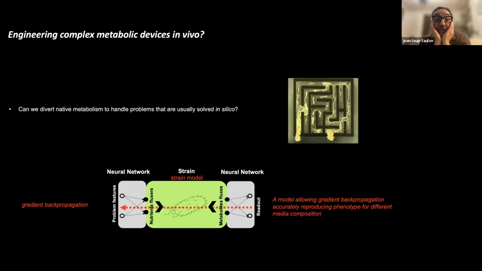And in order to do this, we need to backpropagate this gradient up to the first neural network that is going to transform the problem feature into nutrient we are going to give to the strain. But in order to backpropagate a gradient, we need to replace the strain by a model that will faithfully reproduce the behavior of the strain, at least as far as phenotype is concerned.